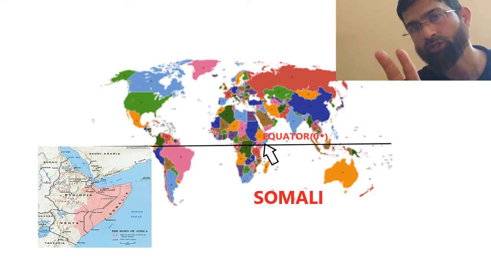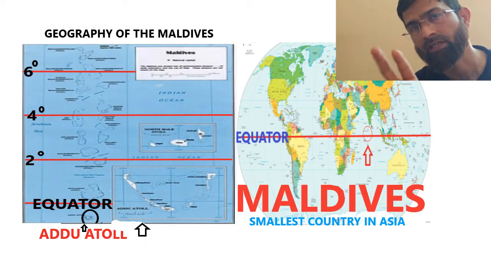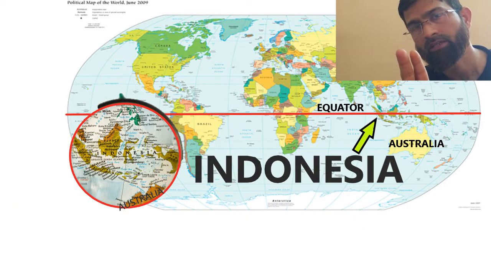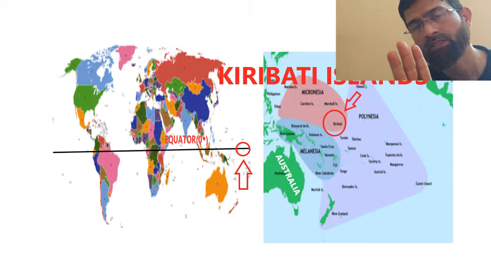Let's move to Asia. First we go through Maldives, and second one in Asia is Indonesia, okay? And the third one is Kiribati Islands.